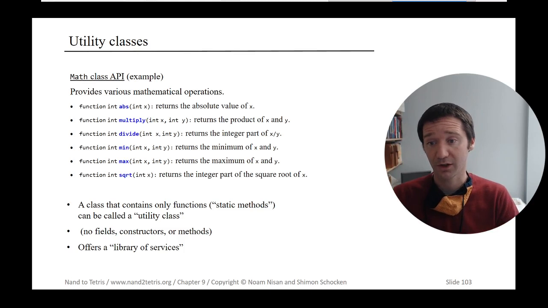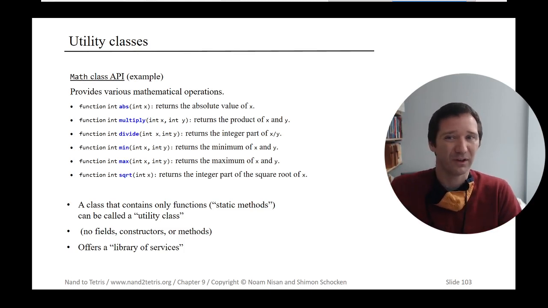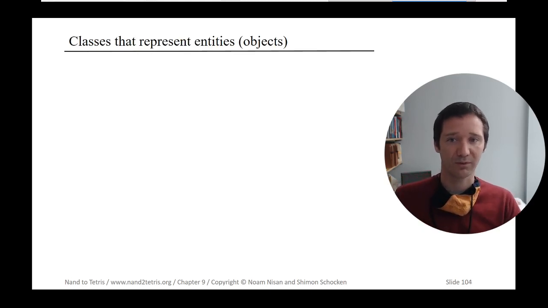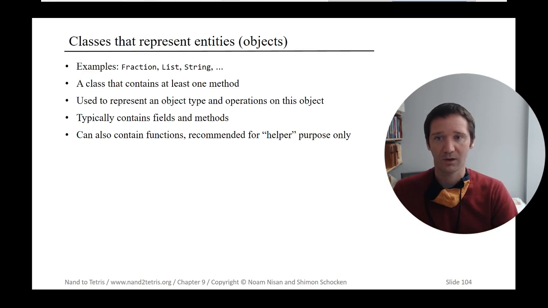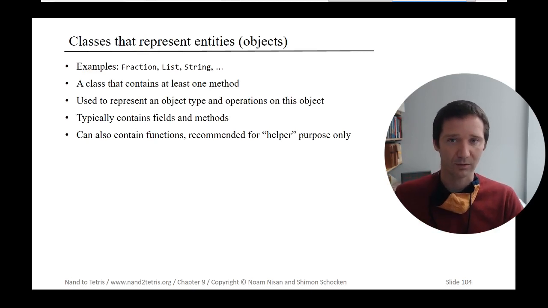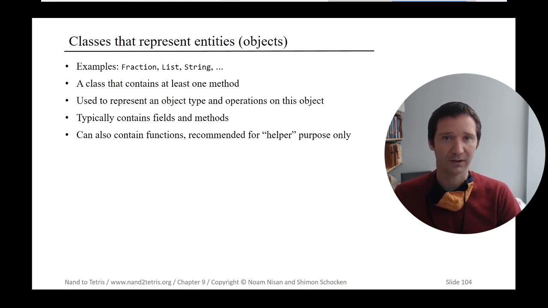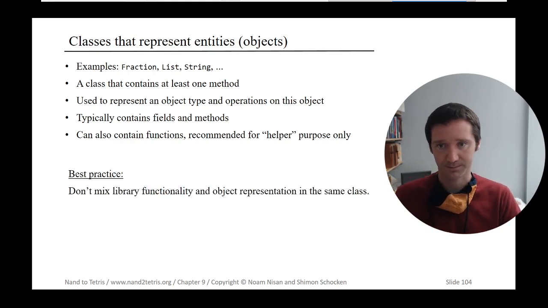All right, these are called utility functions or static methods because we don't create instances. There's no constructor. So we think of this as a library of services we can use. Classes that represent entities or objects are going to be things like fraction, list, string, some of the stuff we've seen. That means we need to have methods. A method is going to be something that operates on itself. And we might also have some helper functions, similar to static variables.